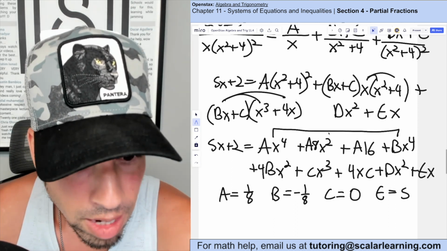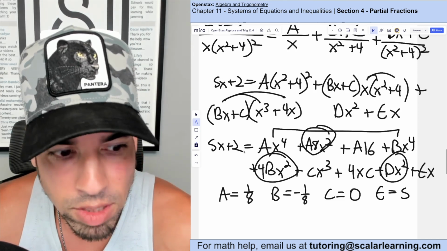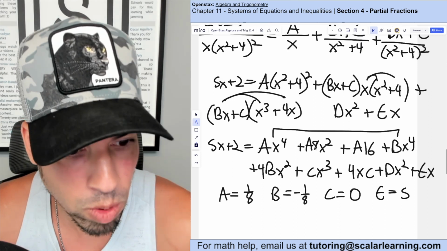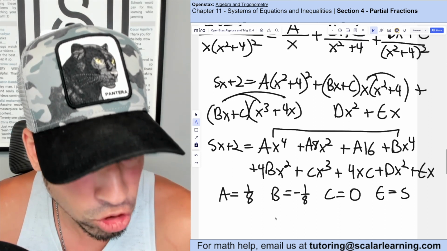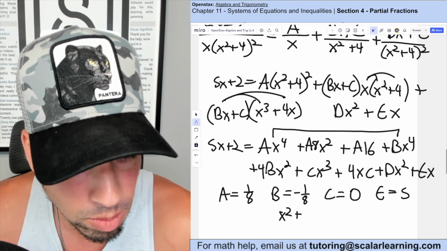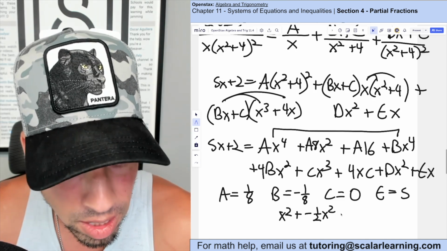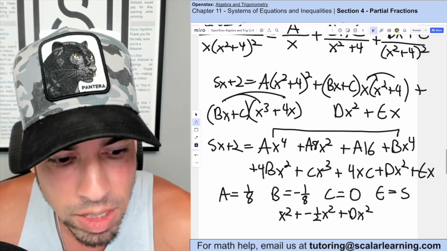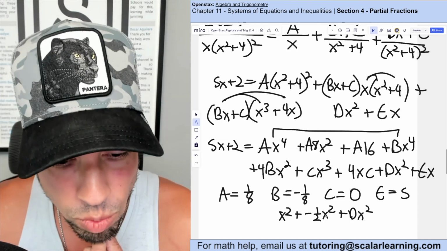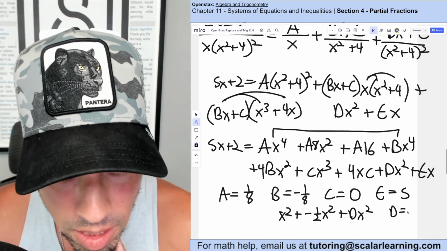So I have an x squared here, here, and here. And since there's no x squared on the left side, those have to add up to cancel out essentially, right? So since I know that a is 1/8, 1/8 times 8 is just 1. So we have x squared plus, and then we have negative 1/8 times 4, which is negative 1/2 x squared, and then plus dx squared, and all of these have to zero out. So x squared minus half x squared is positive 1/2 x squared, therefore d must be negative 1/2. So d is negative 1/2.